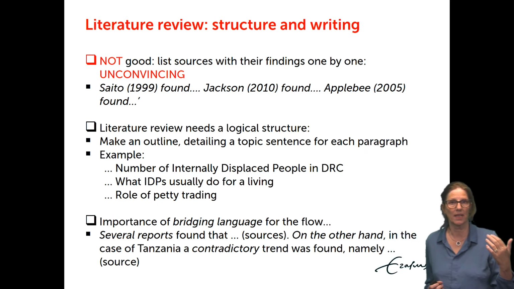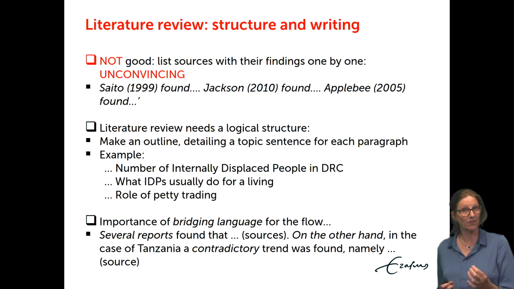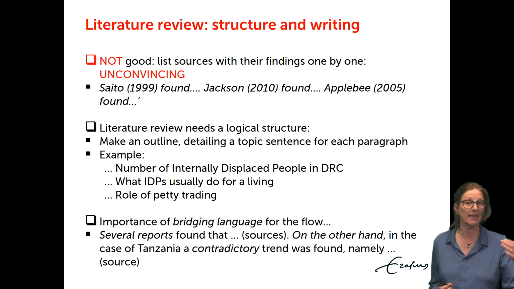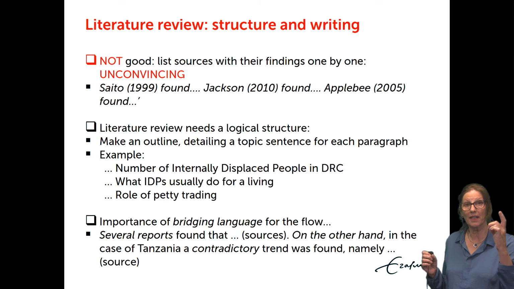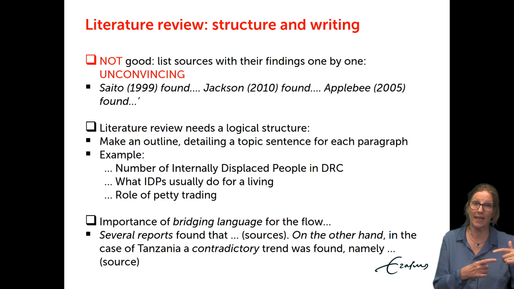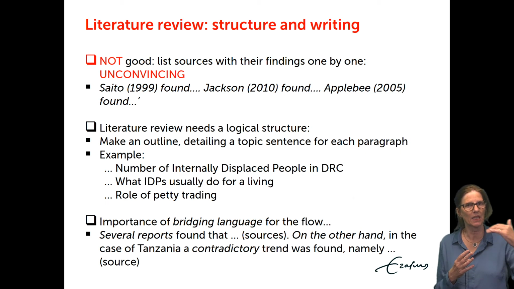And then you could say, on the other hand, in the case of Tanzania, a contradictory trend was found, namely, and that is another source. So here the argument builds up. We say there's a general finding of this, yet beware, there are also other findings that show that there are exceptional cases, in this case Tanzania, where things happened completely the other way around. So this is the kind of bridging language that gives me a sense of the flow and that you use to weave the sentences together to give us an argument throughout the paragraph.